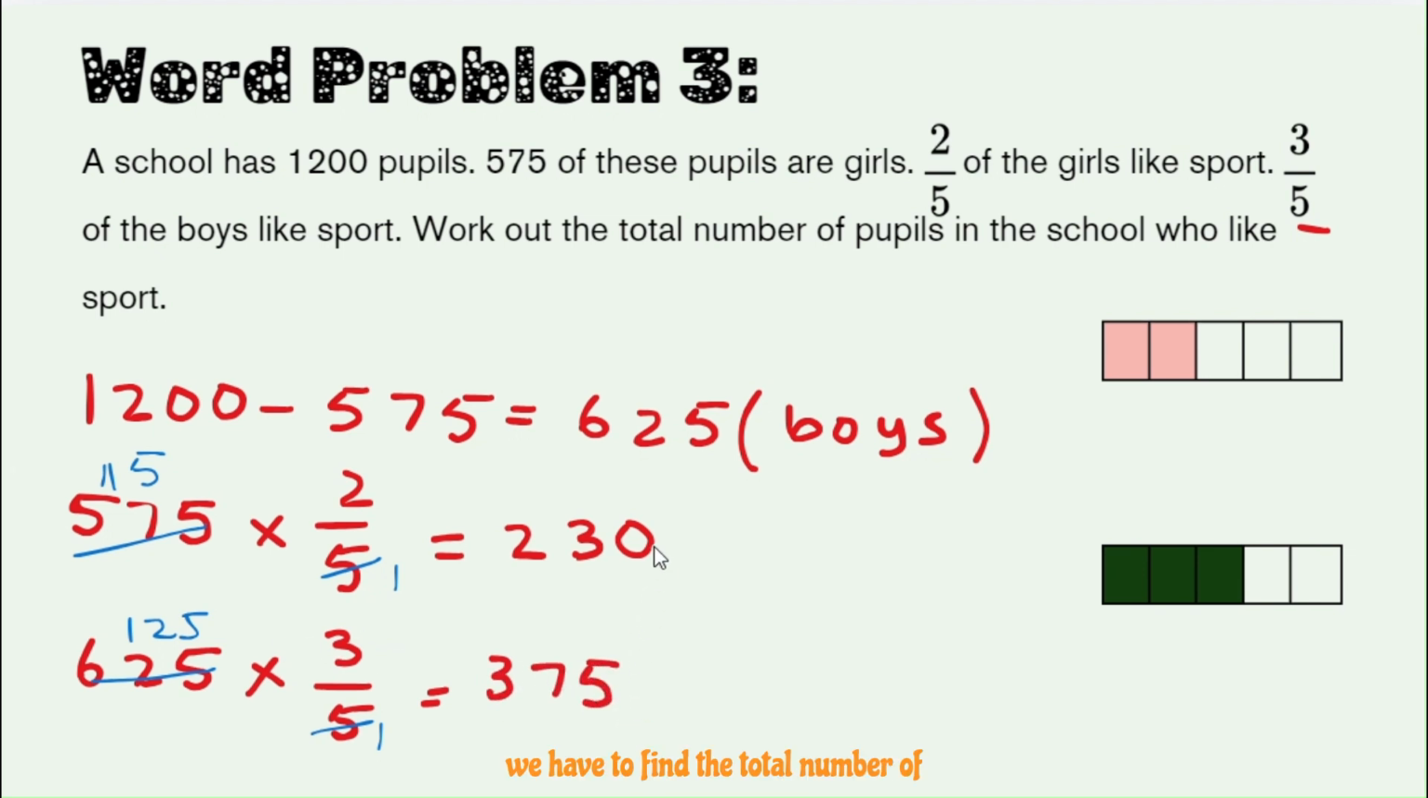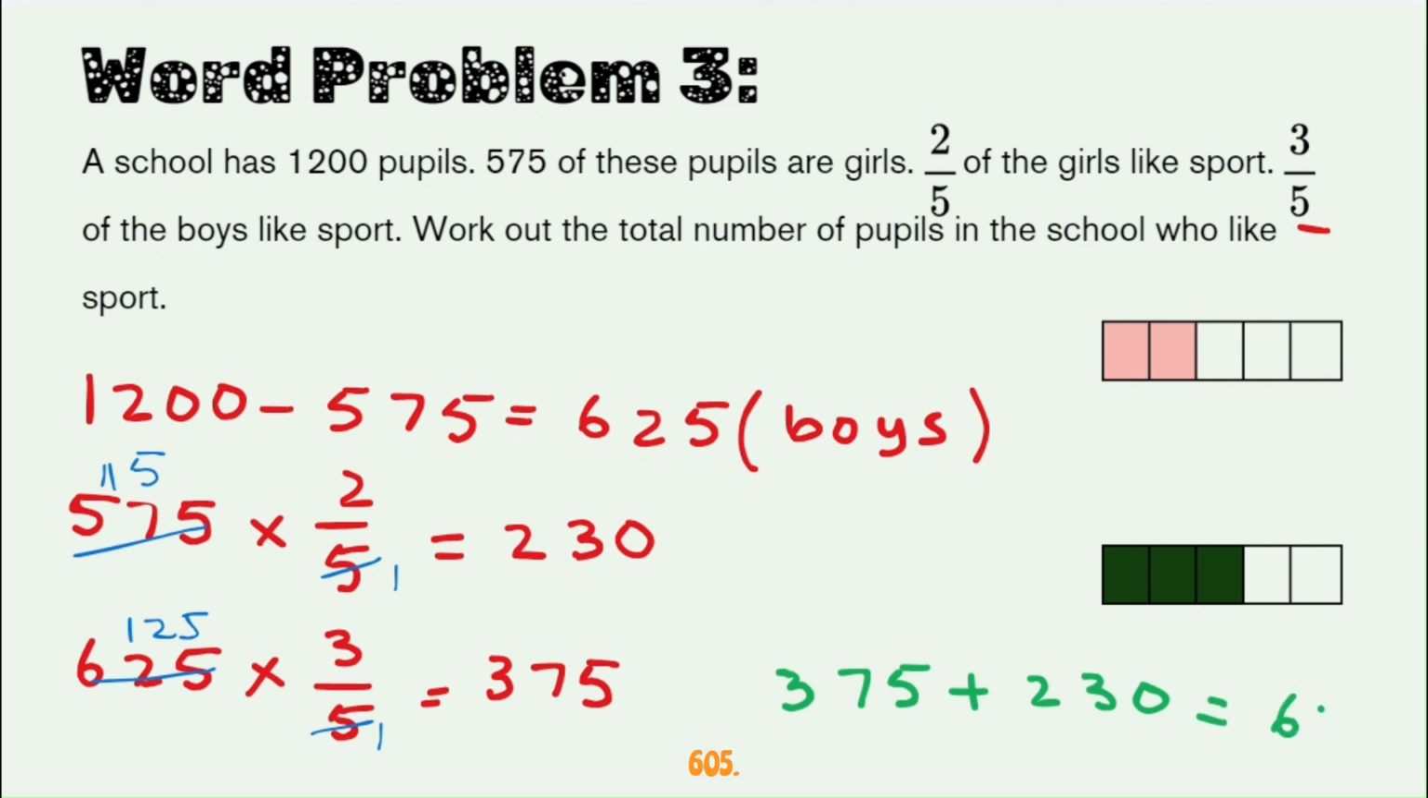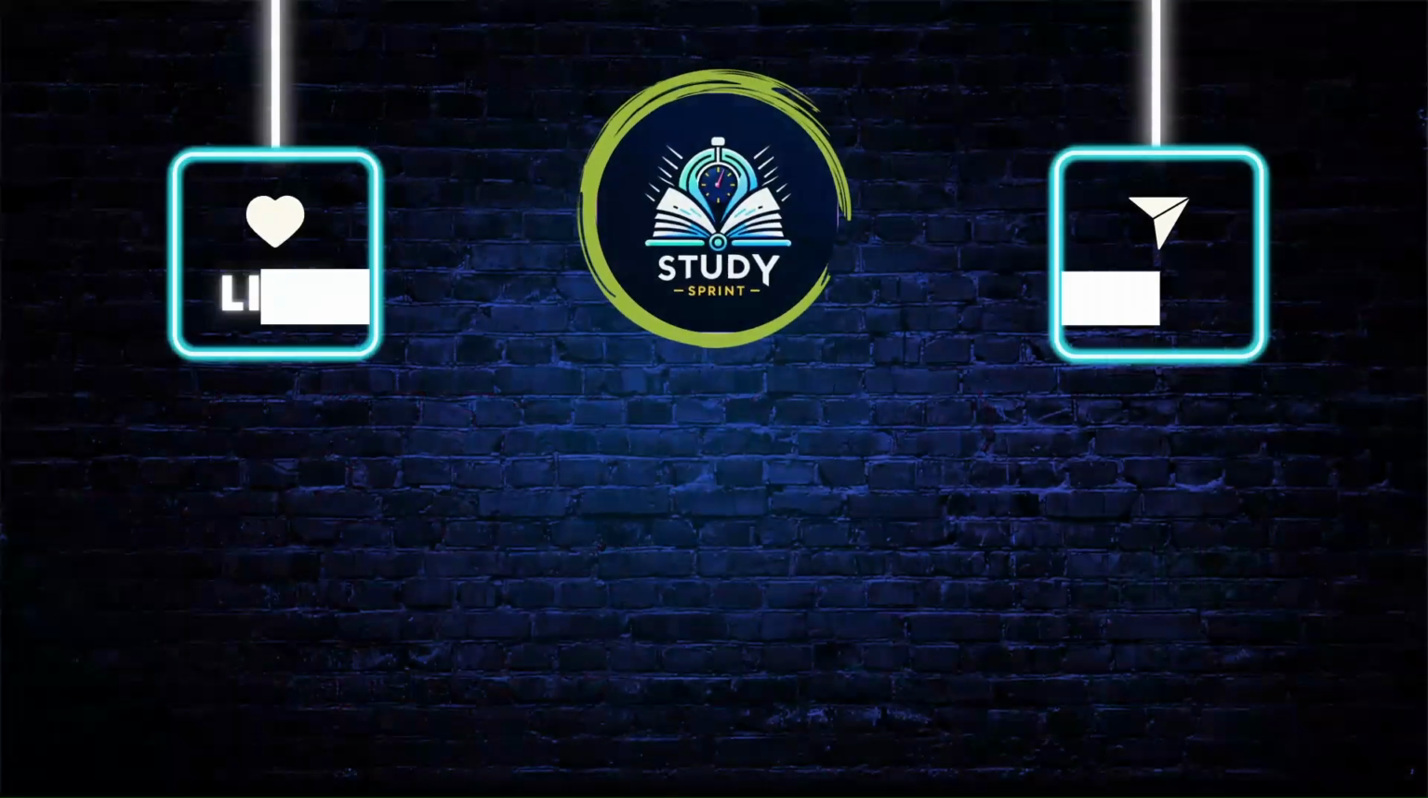Now we have to find the total number of pupils who like sport. So that would equal 375 plus 230, because 230 girls like sport and 375 boys like sport, and that will equal 605. So 605 pupils like sport.